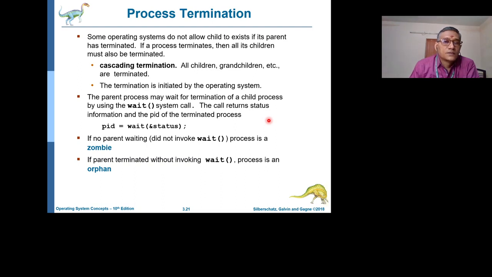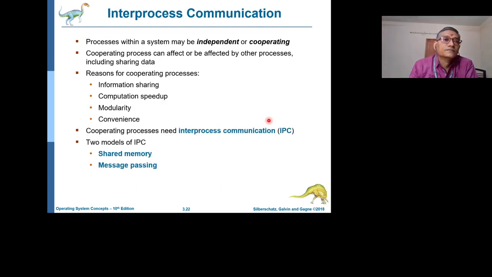The parent process may wait for termination of a child process by using the wait system call. The call returns the status information and the PID of the terminated process. If no parent is waiting, the process is a zombie. If the parent terminated without invoking wait, then the process is an orphan.